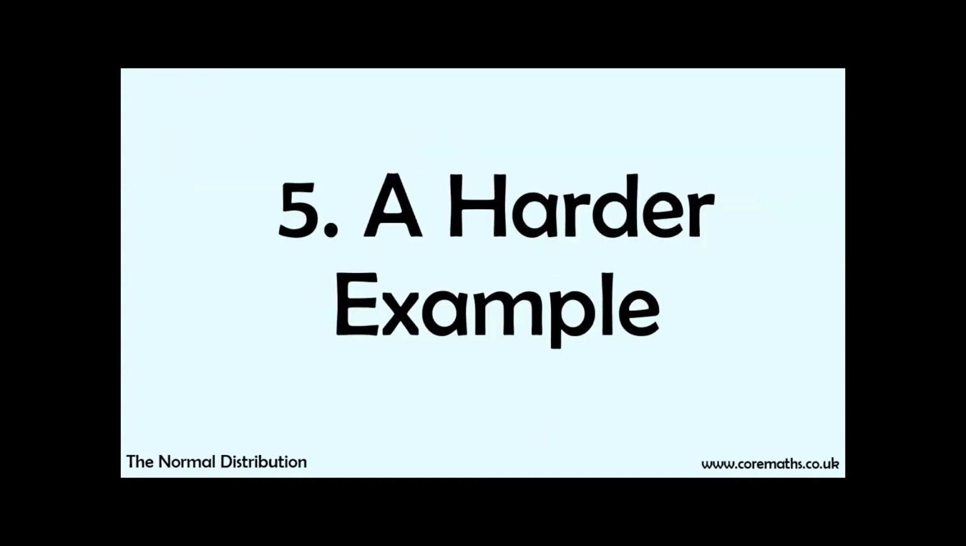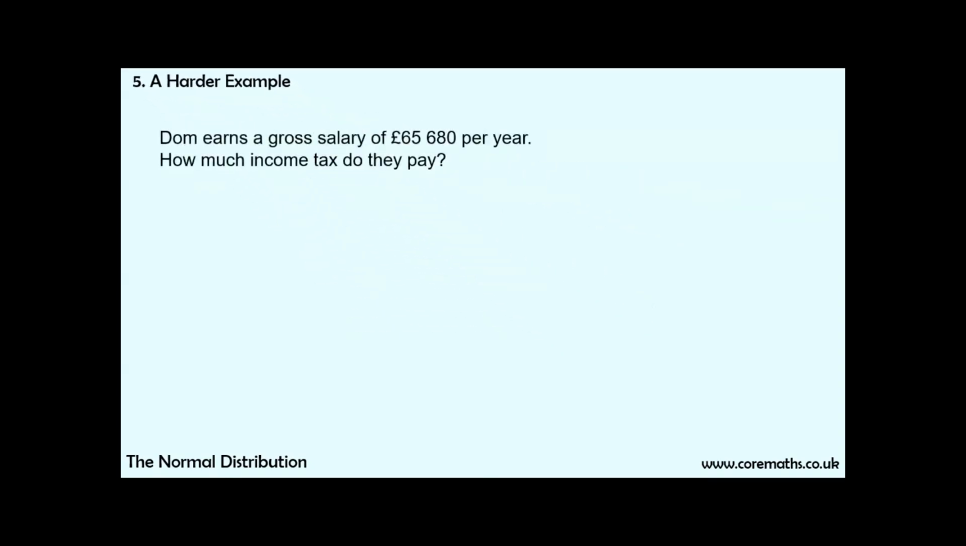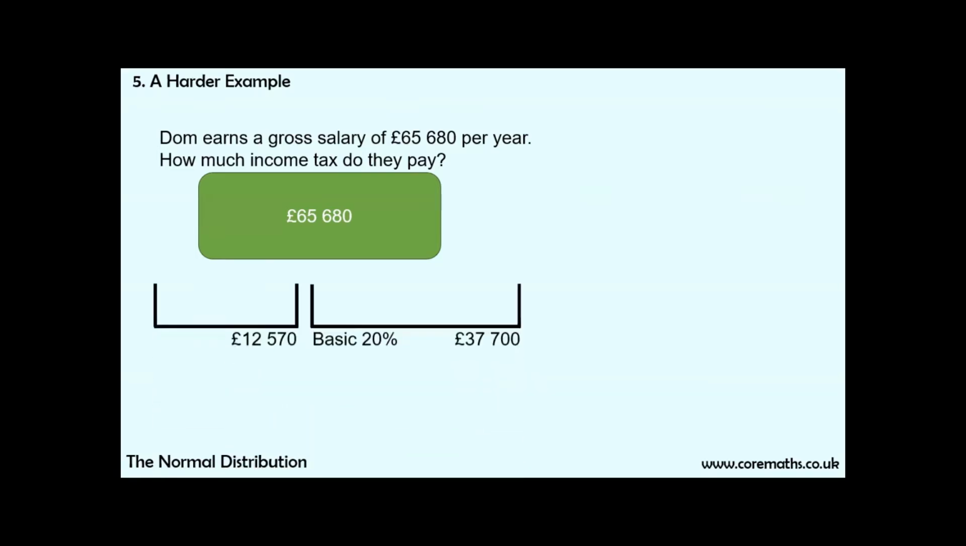On to a harder example. Okay, well, you can probably guess what's going to happen here. Dom earns a gross salary of £65,680 per year. How much income tax do they pay? Bigger rectangle, more money. Now, I've simplified my tubs here a little bit. They don't really need to be different sizes. It's just a model to help you. I've got my personal allowance one of 12,570, got my basic rate tax one there at 37,700.